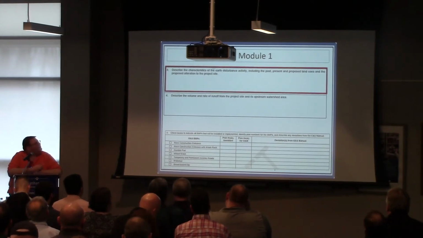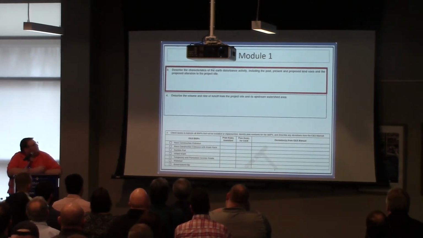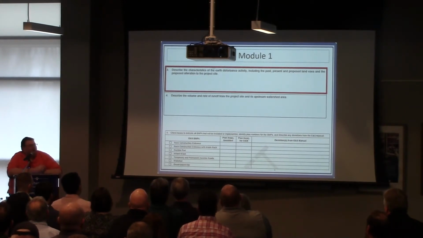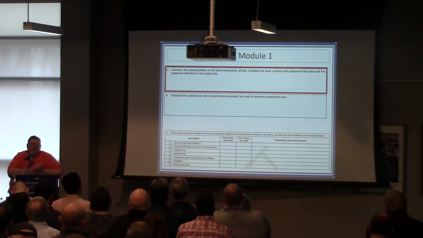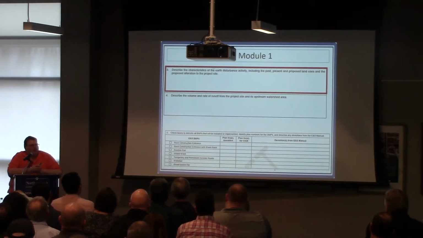So here, you're going to be describing the earth disturbance activity and the past and the present and proposed land uses. So this kind of replaces the question about, what was it 5 years ago? What was it 50 years ago? You're going to be putting that in this box here and give a description.